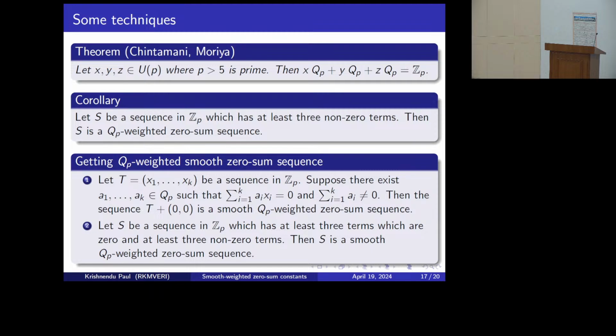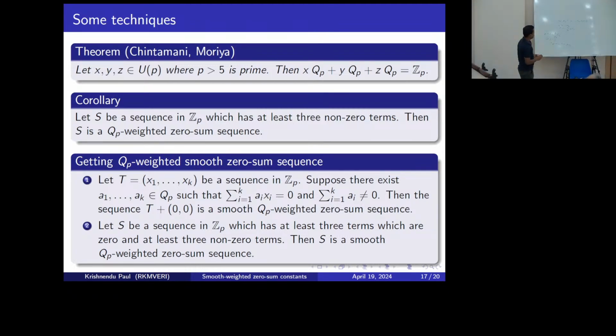So the sum of the weights is non-zero. Let us take that as A. Now A is non-zero. This is vital. Now considering A, 1, 1, this sequence by the corollary, some QP weighted combination is 0. So let B1 times A plus B2 plus B3 equals to 0.